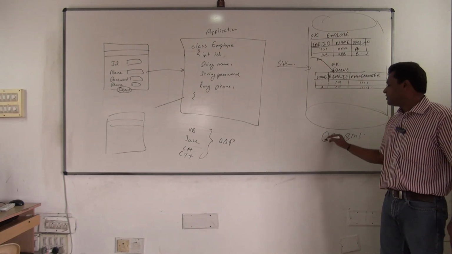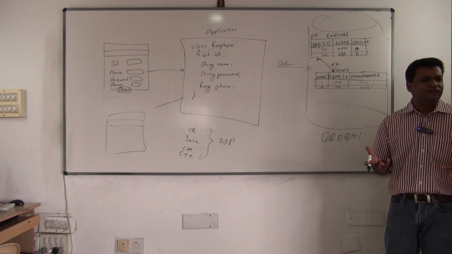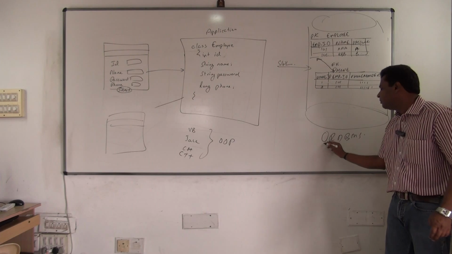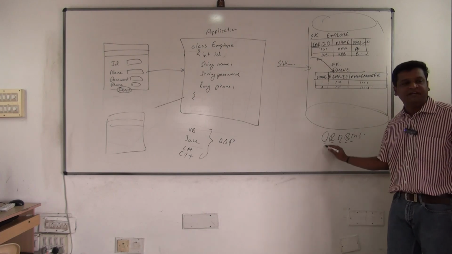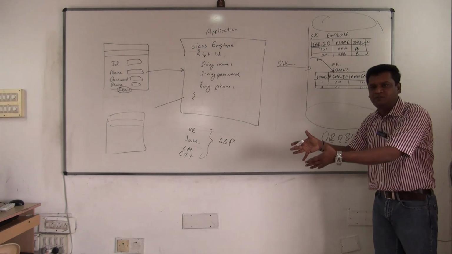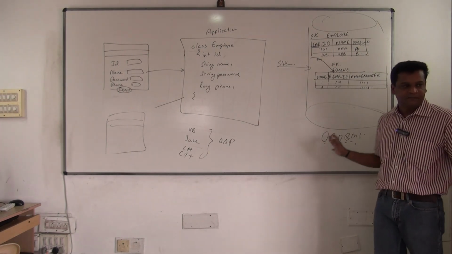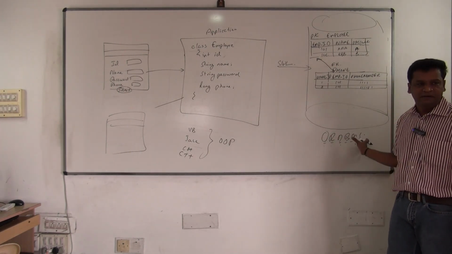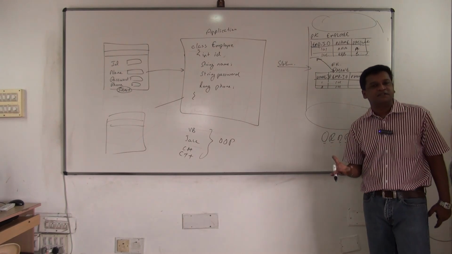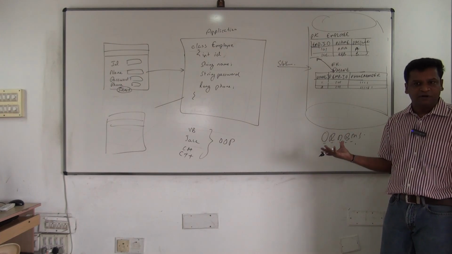So the latest databases, whatever you are seeing, Oracle, MySQL and all, they are ORDBMS databases. The full form of ORDBMS is Object Relational Database Management System. Any language object you can map with a database. That's why it gets the name ORDBMS. So all the latest databases today are supporting this.